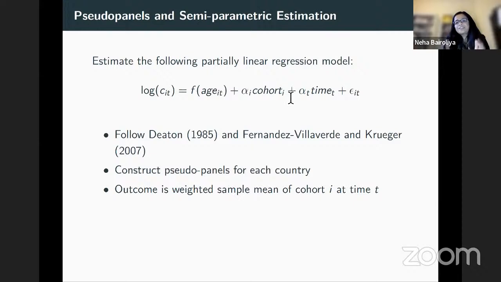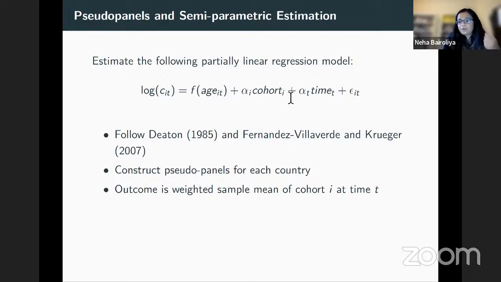Now, for this first part of the paper, we're going to follow work by Angus Deaton, Fernando Villaverde, and Kruger, and treat our data set as repeated cross-sections. We're not going to utilize the panel aspect of the data in the first part of the paper. So we're going to construct these pseudo panels for each country, US and India. In these pseudo panels, each outcome is going to be a weighted sample mean of birth cohort i at time t. For the birth cohort, we're looking at the age of the household head, and time is every 4 months, which is the recorded wave in CPHS data.